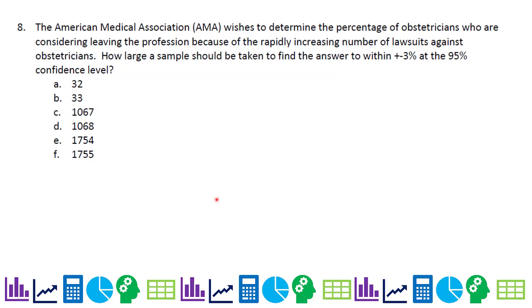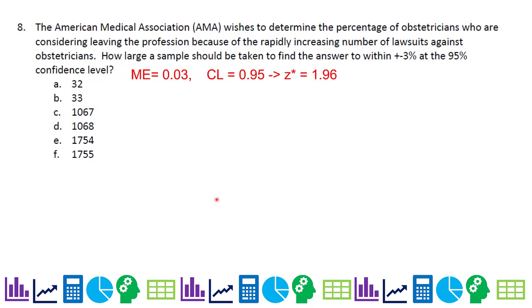Number 8. The American Medical Association, AMA, wishes to determine the percentage of obstetricians who are considering leaving the profession because of the rapidly increasing number of lawsuits against obstetricians. How large a sample should be taken to find the answer to within plus or minus 3% at the 95% confidence level? Now, this is multiple choice, so you could actually go and substitute and calculate. But we're going to do this from scratch.